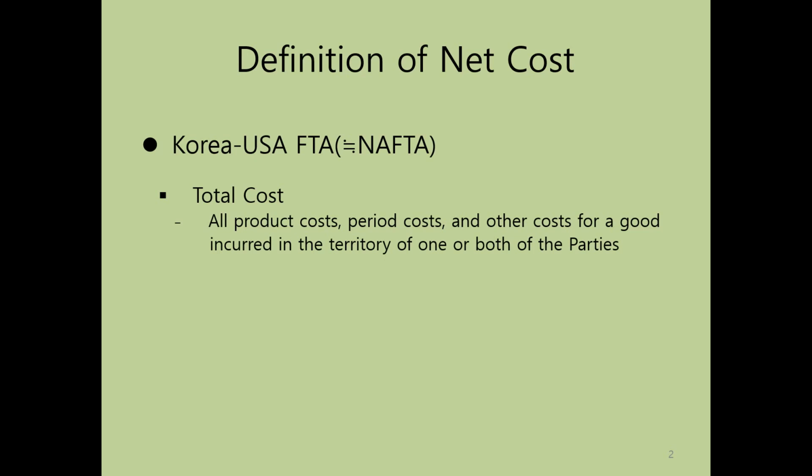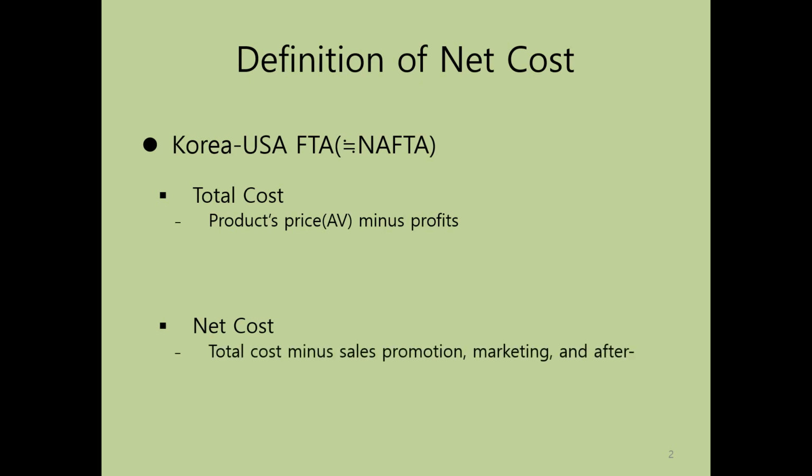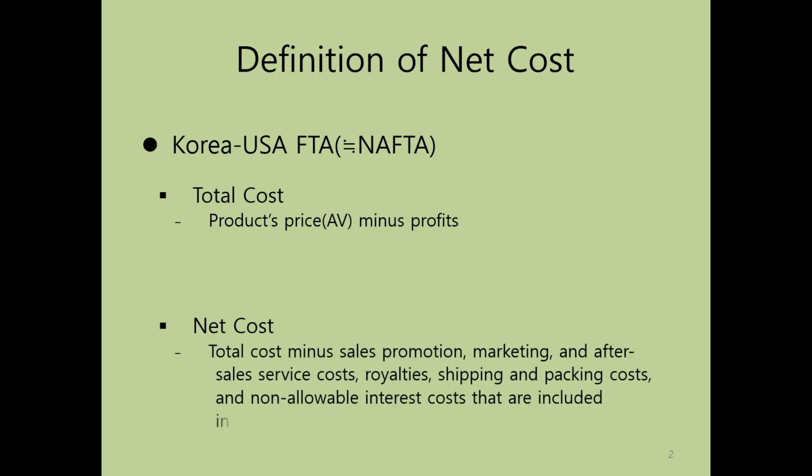In other words, I can simply say that the total cost is product price, AV, minus profit. Yes, it is easier to understand. And we can get net cost by deducting promotion, marketing, after sales, and so on from total cost. Okay, I will talk about it in a different way in the next slide.